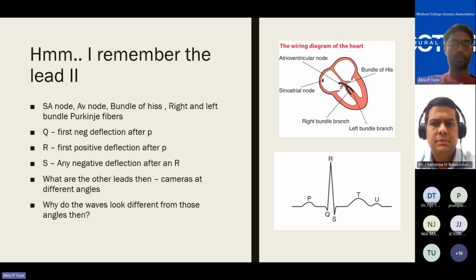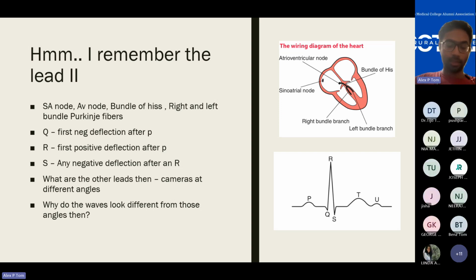So that doesn't mean it's a necessary criterion that all the waves, or everything, should have a Q, everything should have an R, everything should have an S. There could be different ways a QRS complex can present.